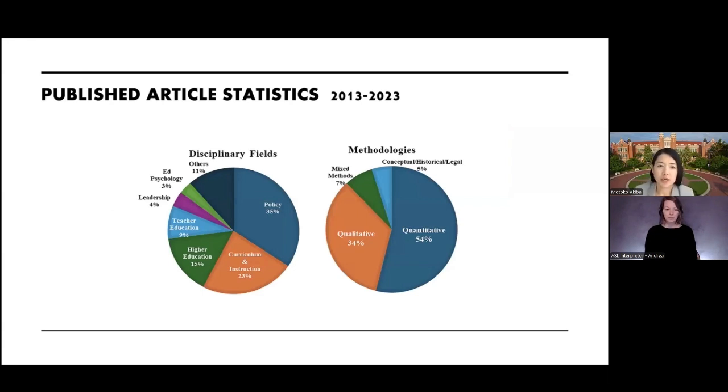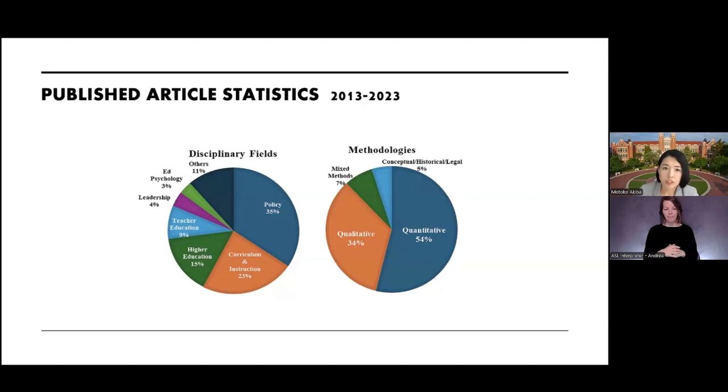Okay, so I would like to now share the article statistics. What we did here was that we downloaded all the manuscripts published in AERJ from 2013 to 2023, so over a time span of 11 years, and categorized them in terms of disciplinary fields and methodology. Here you can see that in terms of disciplinary fields, we publish in all the different fields within education: education policy, curriculum and instruction, higher education, teacher education, leadership, psychology, and so on.